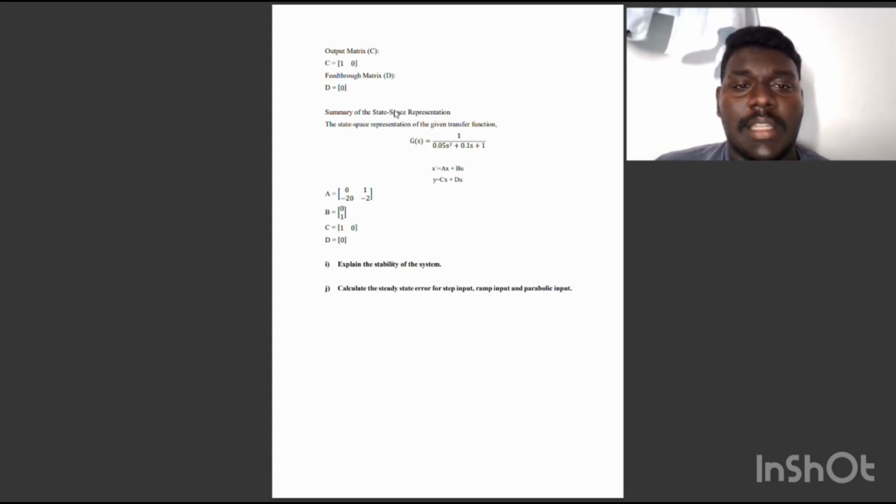In summary, the state space representation of the given transfer function, 1 over 0.05 s squared plus 0.1 s plus 1, can be written as x-dot equals Ax plus Bu, and y equals Cx plus Du. And this is the result we get through the state space representation. That's all from me. Thank you.